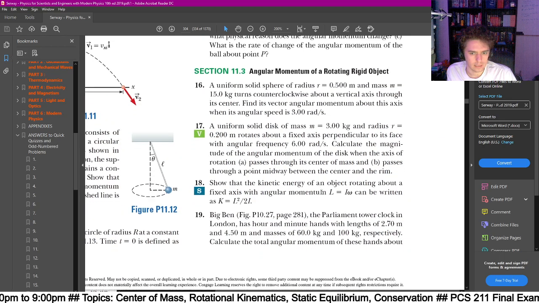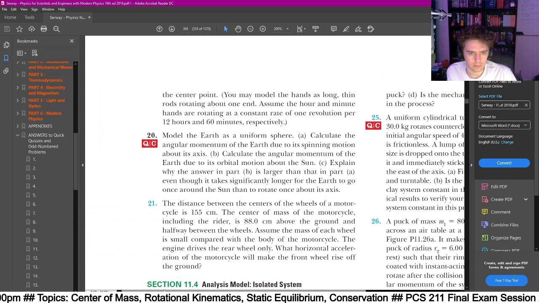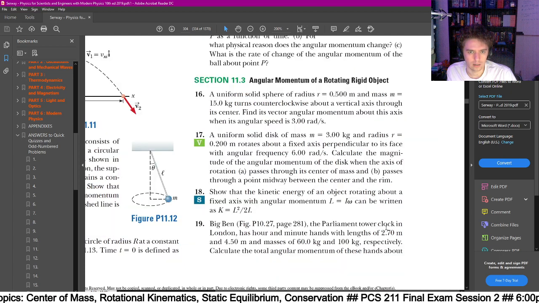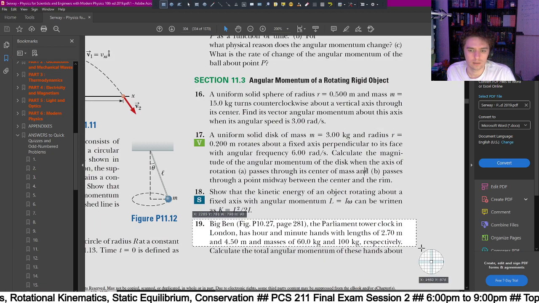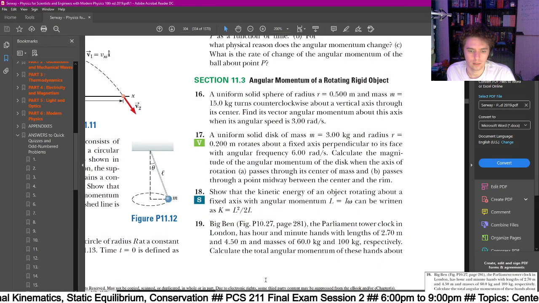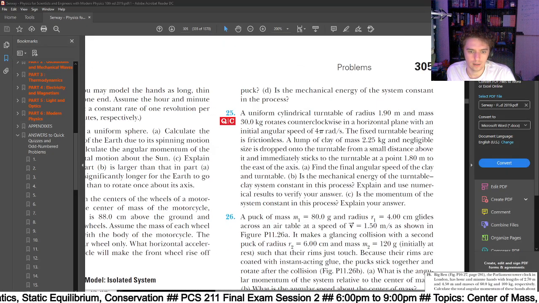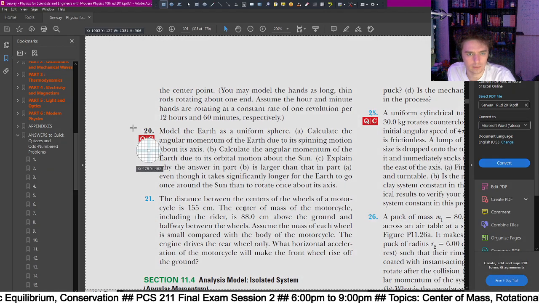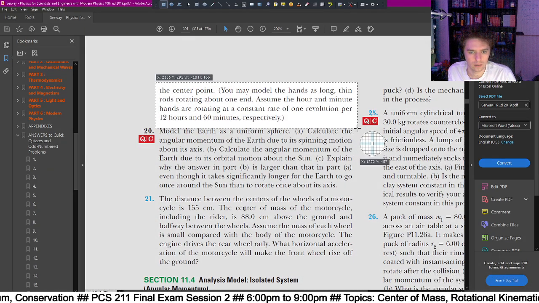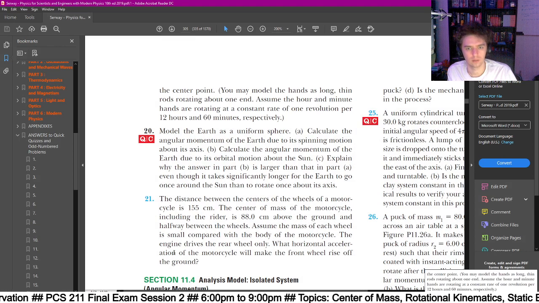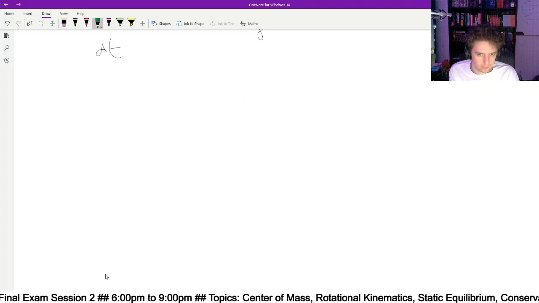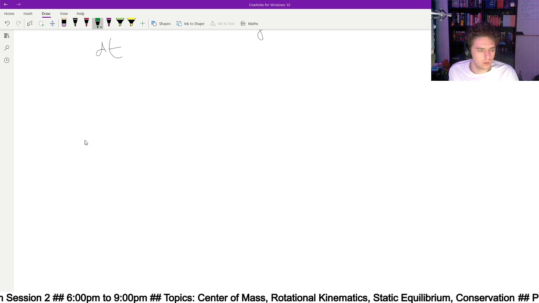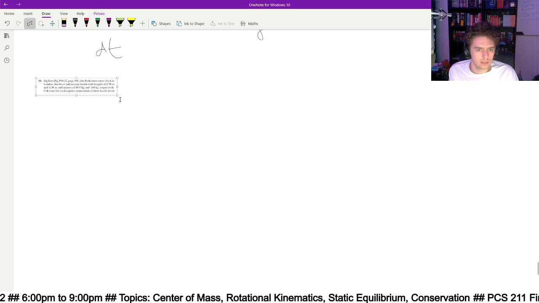So 19 is next. Is there a picture on the next page here? Yes, there is. So 19 and the other half of 19. Looks like another Big Ben problem.